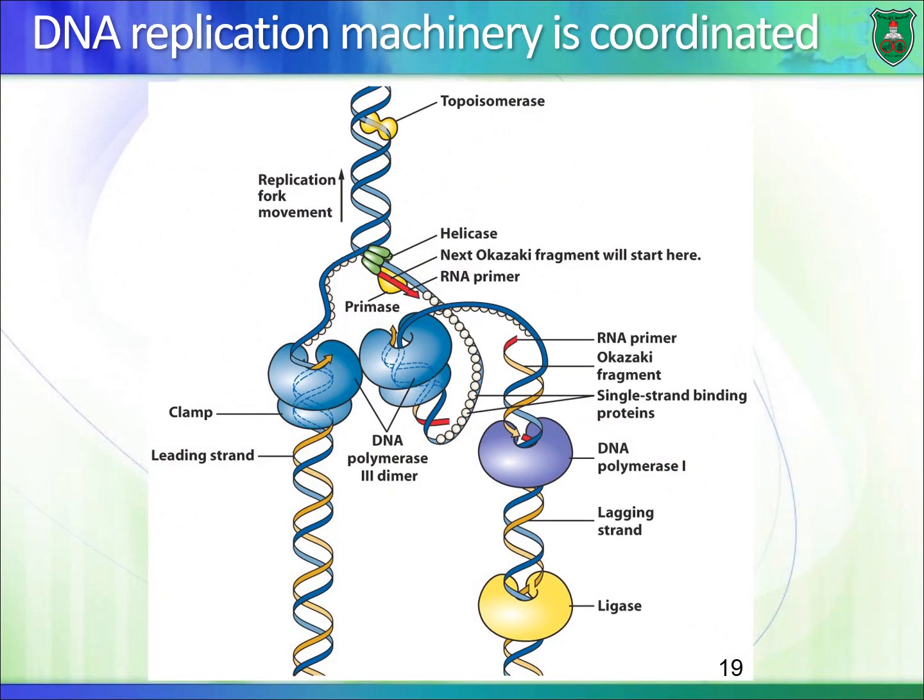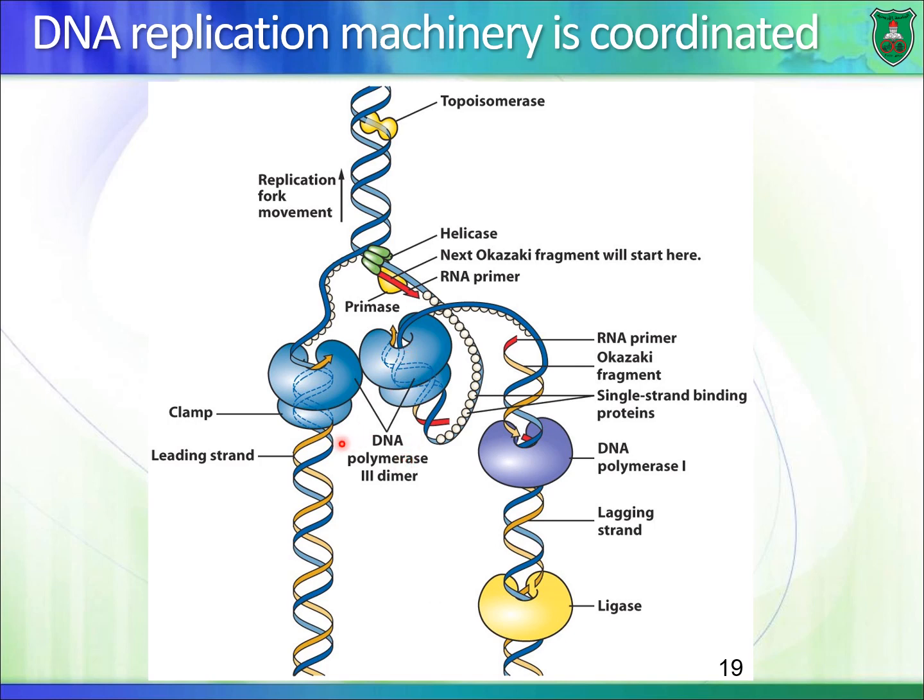Okay, so here we have a look at how DNA is replicated. Right here we have the primase, and the primase is associated with the helicase, forming the structure of a primosome, right? And this structure can also be complexed with the DNA polymerase 3, forming the replisome.